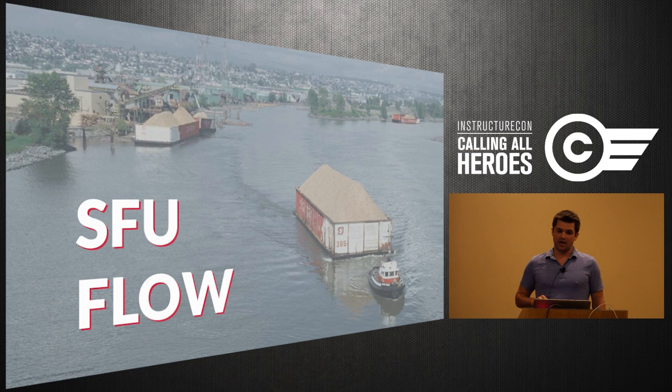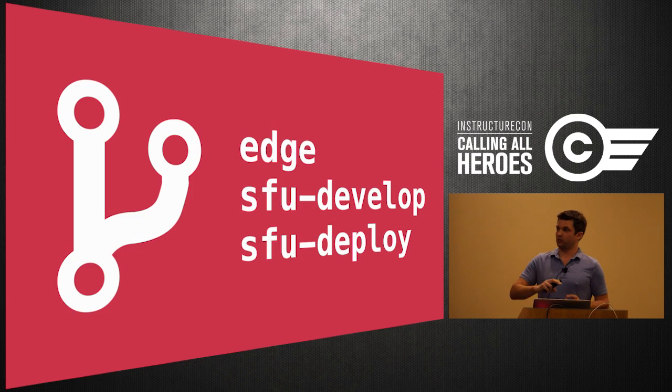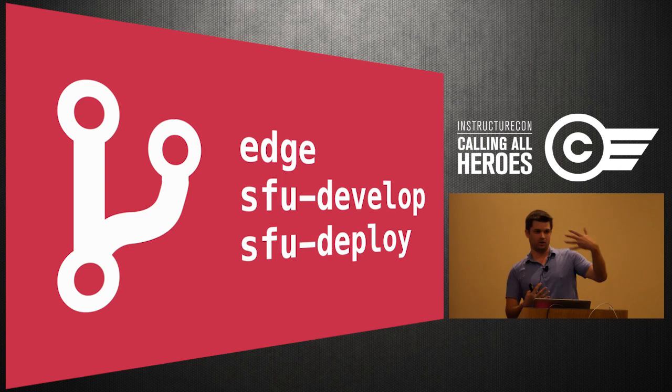The first thing we did is we decided to go with 3 branches in our GitHub repo. We have the first one we call Edge. That's our bleeding edge branch. It's where SFU code and Canvas code meet for the first time and start to get to know each other.